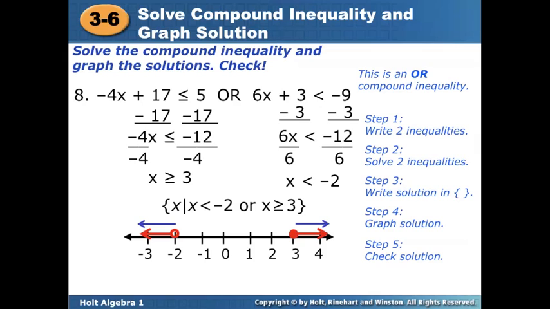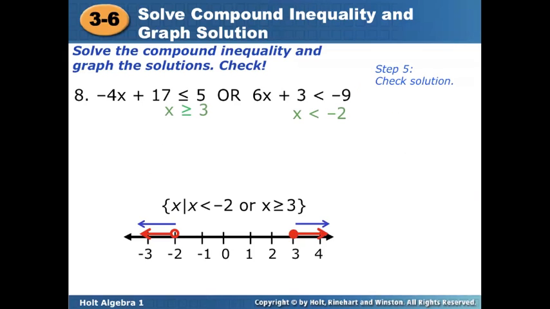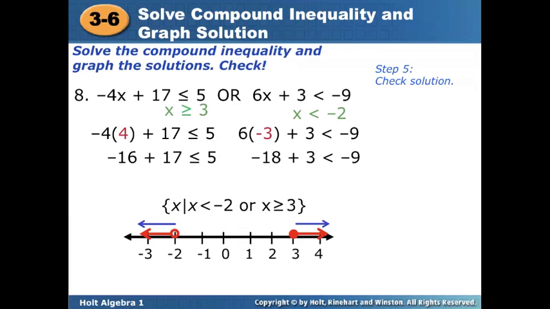Finally, we'll need to check a solution from the shaded region. We have 2 shaded areas, so we'll have 2 checks. The part that says x is greater than or equal to 3 came from the first part of our problem, so check a number from that area of the graph in that problem. The x is less than -2 came from the second part of our problem, so check a number from that shaded region of the graph in the second part of the problem.